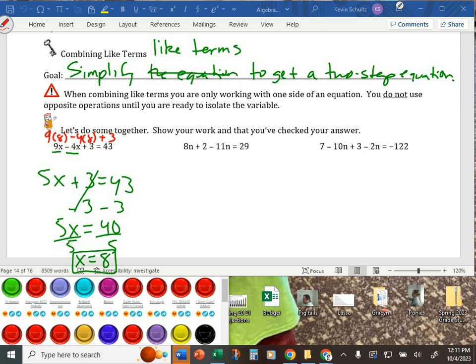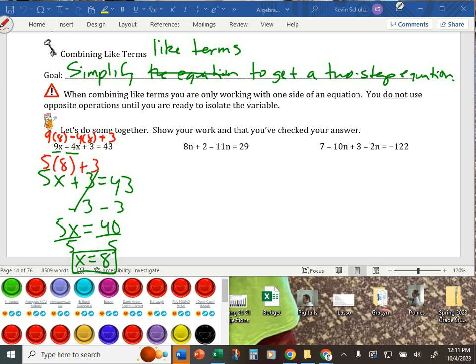Well, 9 times 8 is 72. 4 times 8 is 32. We subtract those. 72 minus 32 is 40. And then 40 plus 3 brings us to 43. Okay? Or you can even go back to this one here after you combine, if you want to make doubly sure. 5 times 8 is 40 plus 3 is 43. It works for both. Okay, because starting with 9 eighths and subtracting 4 eighths, you end up with 5 eighths. So why not just write 5x, right, rather than 9x minus 4x.